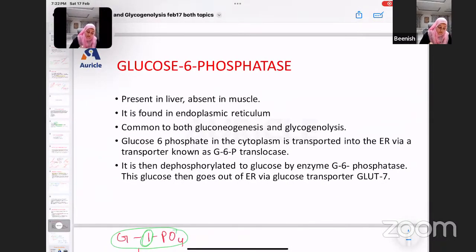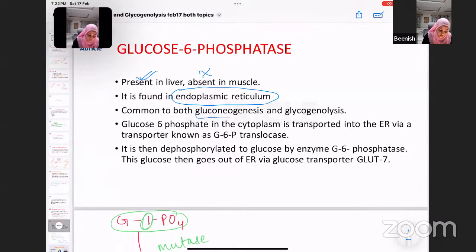Now let's discuss a few points about the enzyme glucose 6 phosphatase. It is present in liver, but it is absent in muscle. It is found in the endoplasmic reticulum. It is common to both gluconeogenesis and glycogenolysis. When we study gluconeogenesis, you will see that in the last step, when you're forming glucose in gluconeogenesis, you need glucose 6 phosphatase to convert the glucose 6 phosphate into glucose.